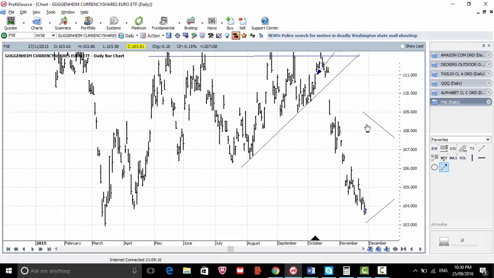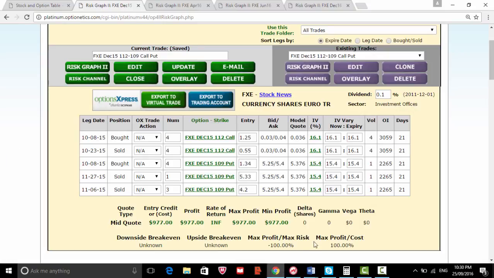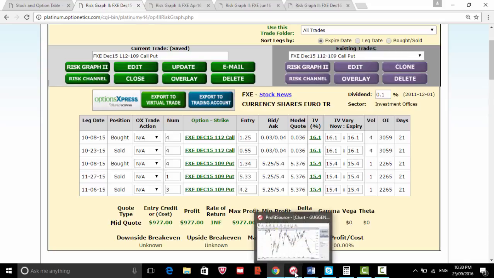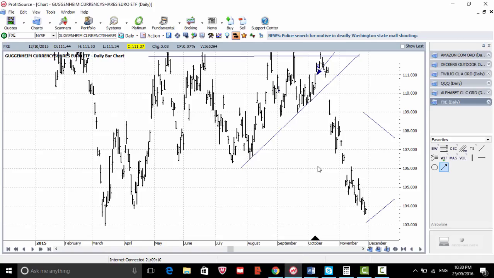When you have deep in the money options, then time decay is not much of a factor. So on this particular day, I've now closed this position and I've been able to get almost a 100% return on investment, a dollar profit of $977 with an investment of $1,000. So I'm going to continue and talk about another pattern.